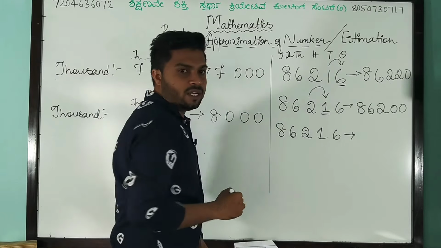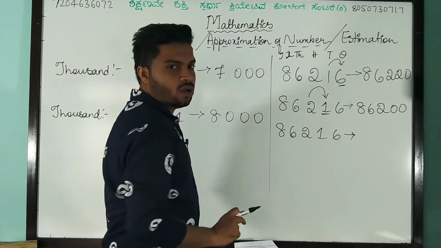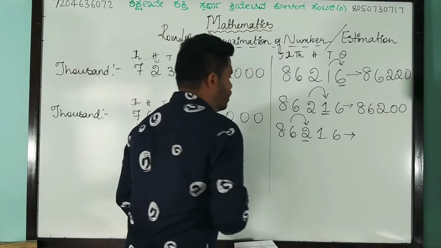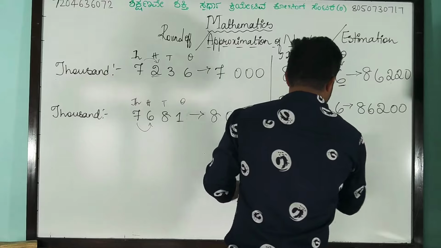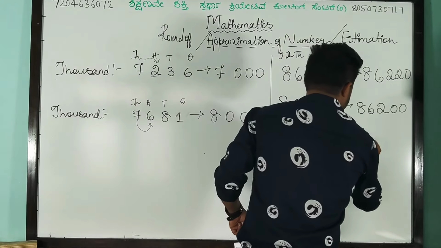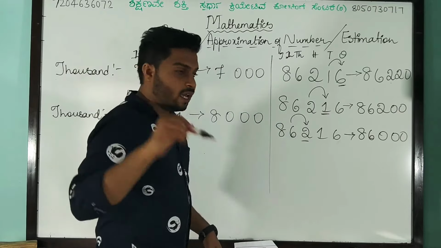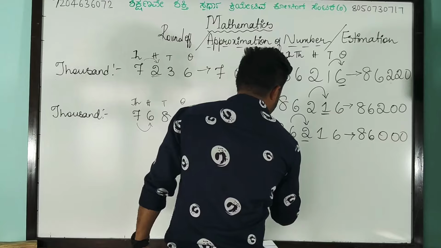Next for 1000. 1s, 10s, 100s, 1000s. Okay. So you are going to see the number here for this. Again you have 2. 2 is less than 5. So the number again will be as it is. 8000 this becomes. Next you are going to check it out for 10,000.